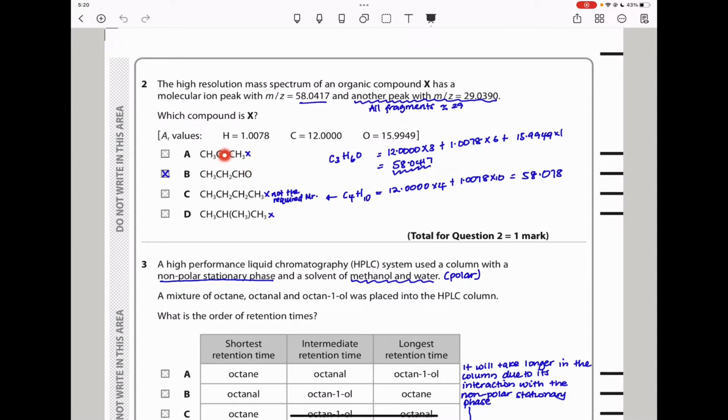And of course, in here, we cannot find a peak at 29.0390. And even in here, we cannot find that specific peak. So it was only this one and this one where we could potentially have a peak at that due to fragmentation. And when I calculated the molar mass here, I found 58.078, which is not what we are looking for. We are looking for 58.0417. When I calculated for this one here, I got exactly what we're looking for, so the answer comes out as a B. So this is the answer you're looking for.